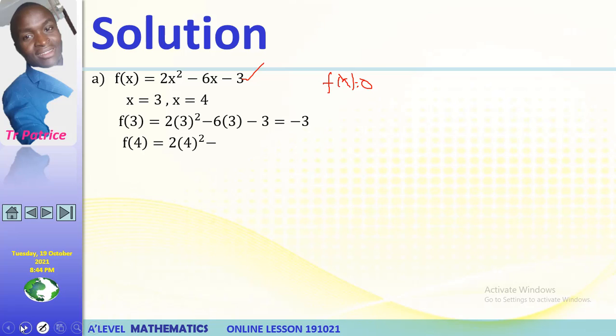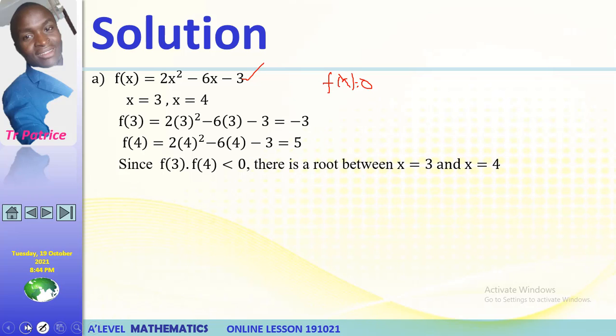And if I substitute f of 4 in the same function, I get 5. Then how do we conclude? Since f of 3 times f of 4 is less than 0, there is a root between x equals 3 and x equals 4. There is a change of sign. If there is a change of sign, we conclude that the root lies in between the given values. Then we proceed, we go to B.